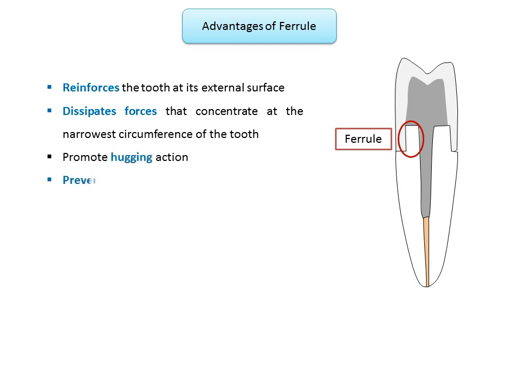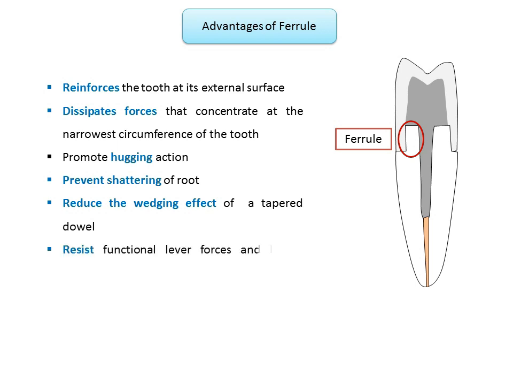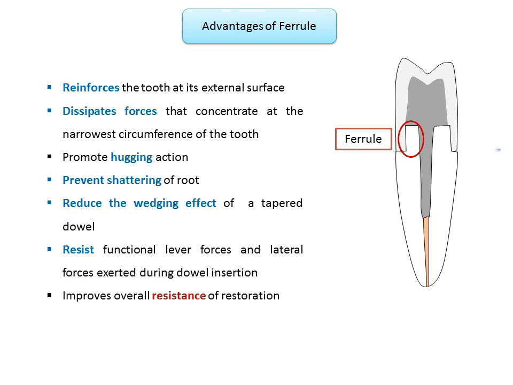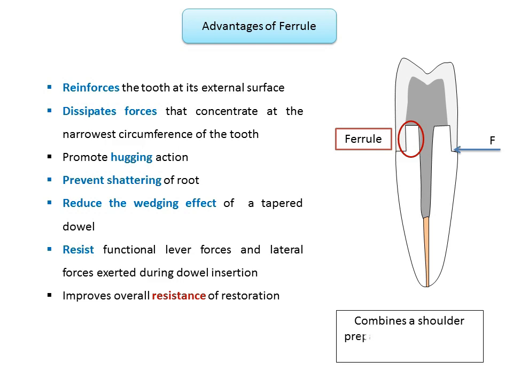It prevents shattering of the root as it enhances the resistance feature, so it aids the tooth in withstanding the forces, thus preventing the root from fracture. It reduces the wedging effect of a tapered dowel, so it enhances the resilience of a dowel. It resists functional lever forces and lateral forces exerted during dowel insertion. And all these features help in improving the overall resistance of restoration. Ferrule basically combines a shoulder preparation with parallel coronal dentin walls.